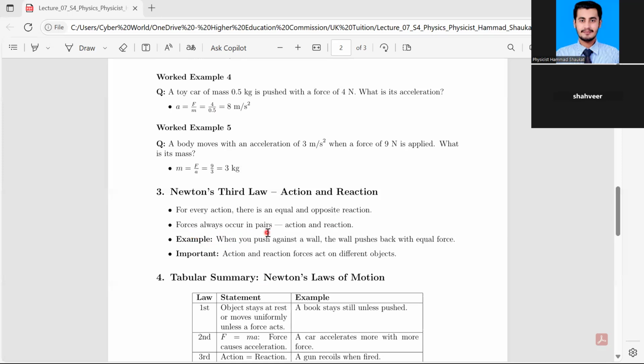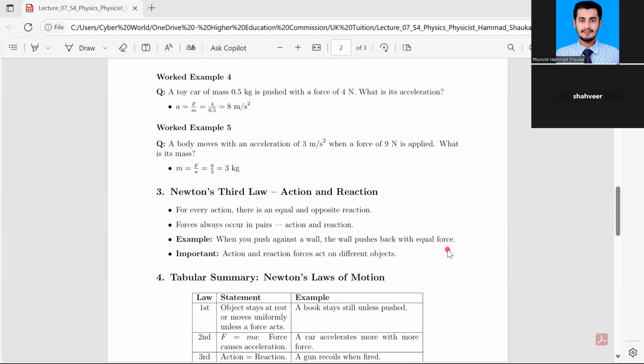An example in front of you is when you push against a wall, the wall pushes back with the same equal force. Whenever you are pushing on a wall with some force, the wall never falls. Why? Because the wall also pushes you back in the opposite direction. The magnitude is the same, that's why the wall always remains at rest.